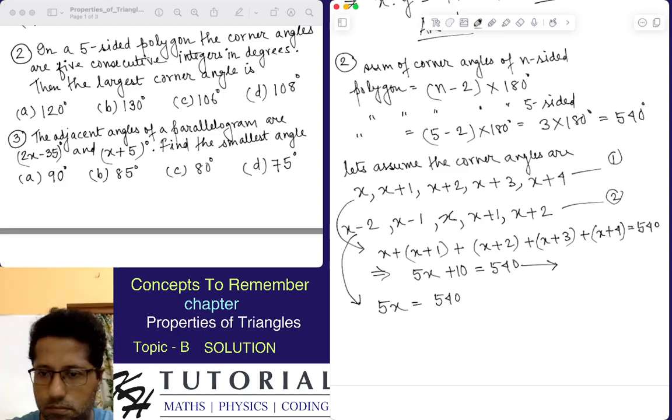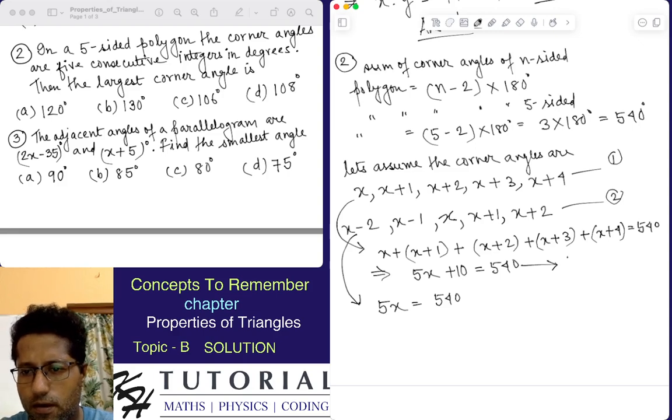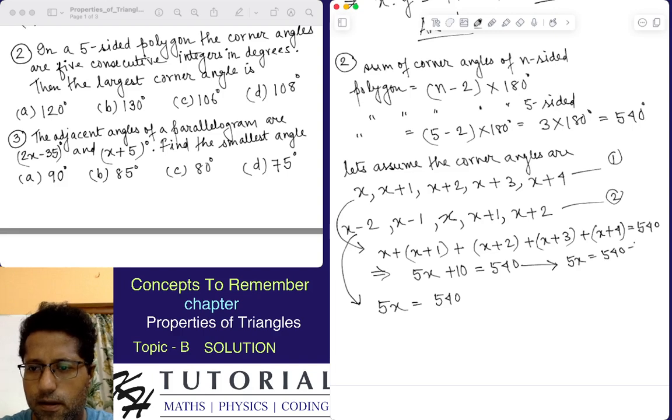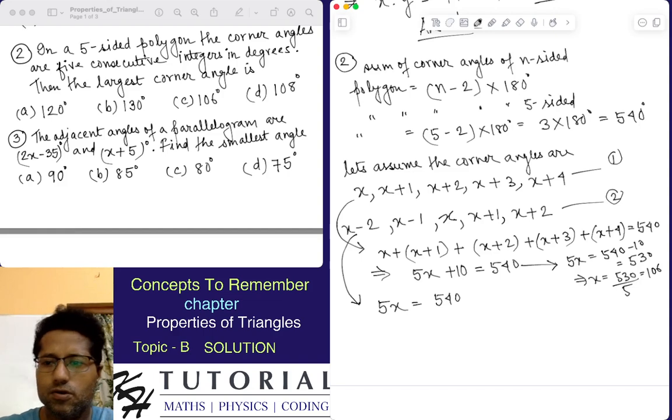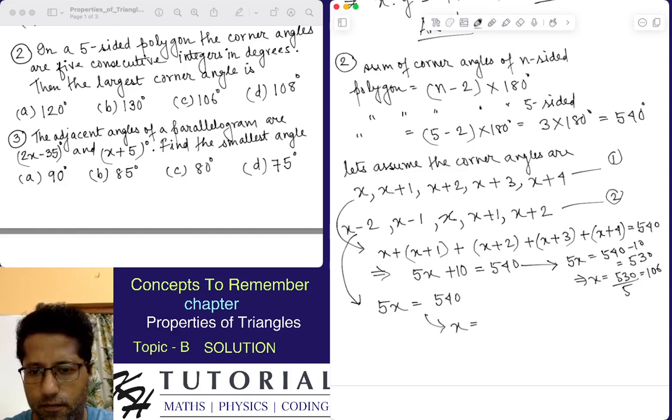because if you consider method 1, from here you will have 5x equals 540 minus 10, which is equal to 530, and then you will get x as 530 by 5, which is 106. So this little bit of calculation you have to do, but over here I can find x straight away as 540 by 5, this is 108.